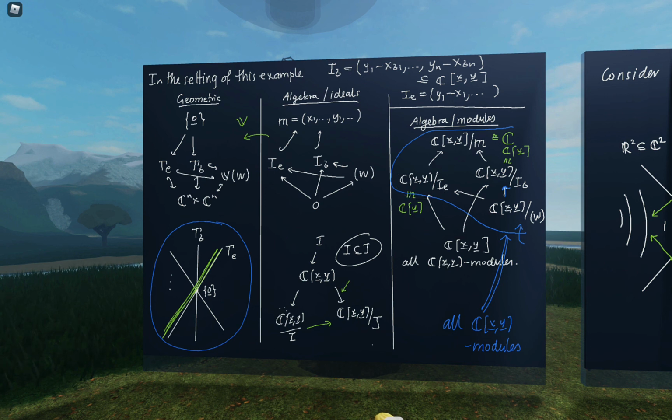You didn't write the coordinate ring. Oh, there's an arrow sitting there. What? You mean this one? Did you mean you've just written all CXY modules? Oh, all CXY, thank you. Yeah, thanks. That's what I meant to say. Thanks.